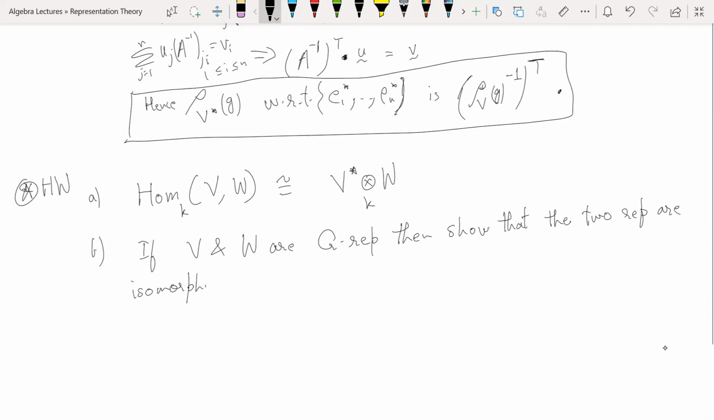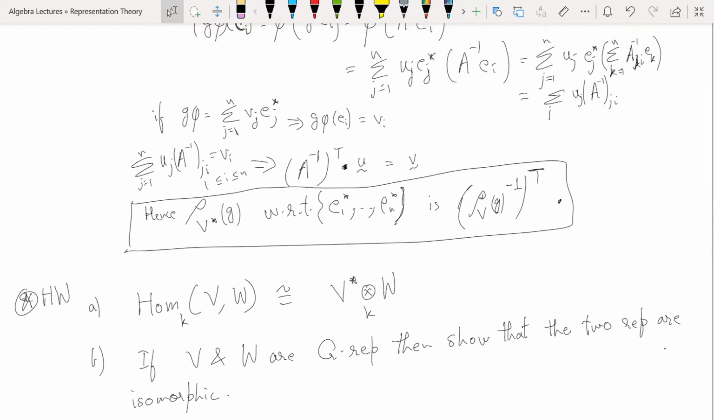So if V and W are G representations, then we know that this left-hand side is a representation, which we just defined. We also know V dual is a representation, which we just defined. W is given to be a representation. So that tensor product is a representation. We defined that last time. So you have to show that there is a natural isomorphism which is G equivariant. So this will be a nice exercise to do. Okay.